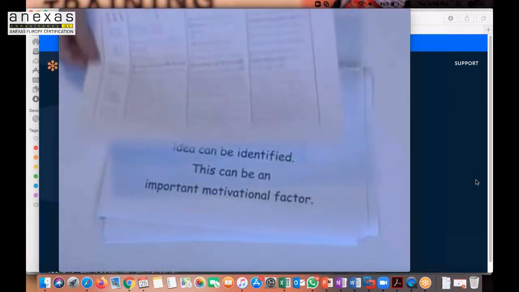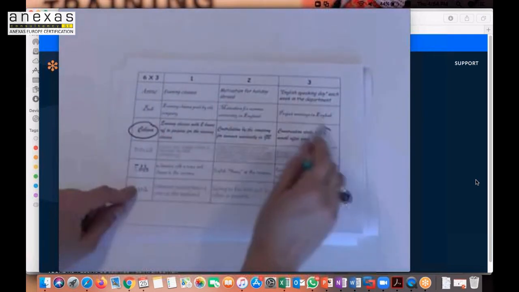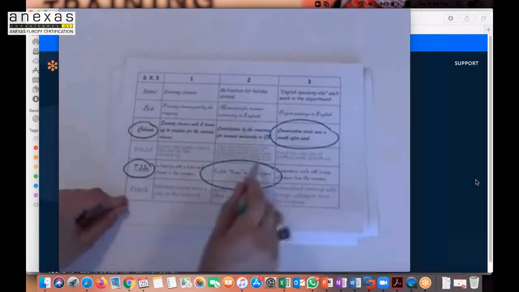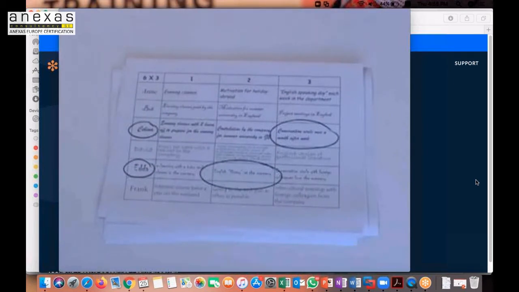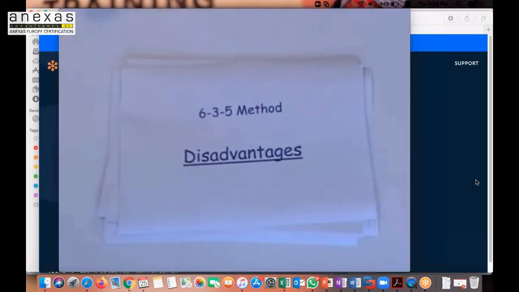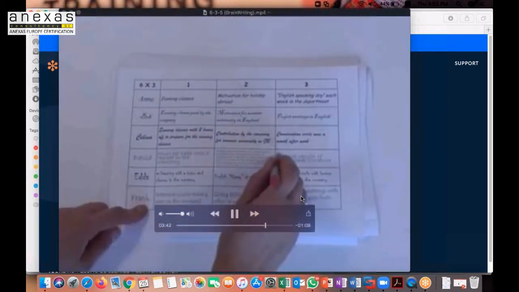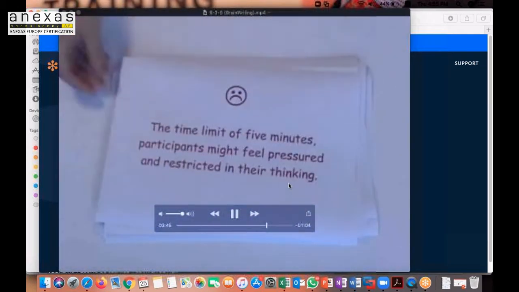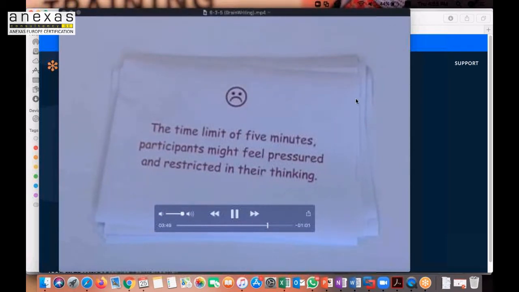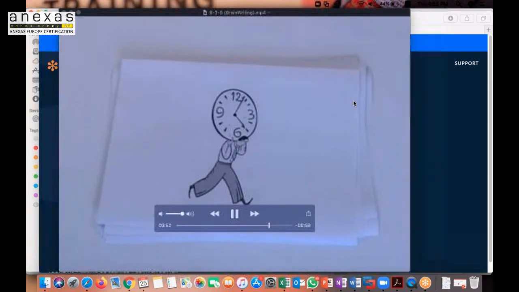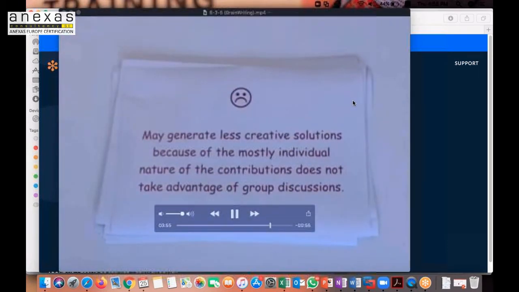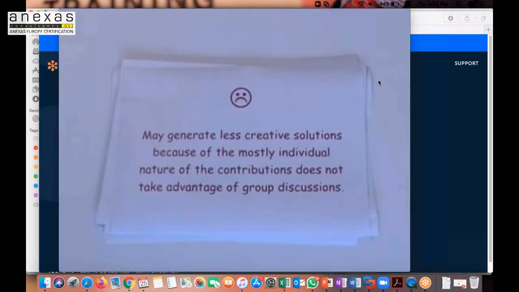The author of a creative idea can be identified. So many advantages. Are there also some disadvantages? Some participants might have problems describing their ideas concisely. Participants might feel pressured by the time limit of 5 minutes. It may generate less creative solutions because the mostly individual nature of the contributions does not take advantage of group discussions.